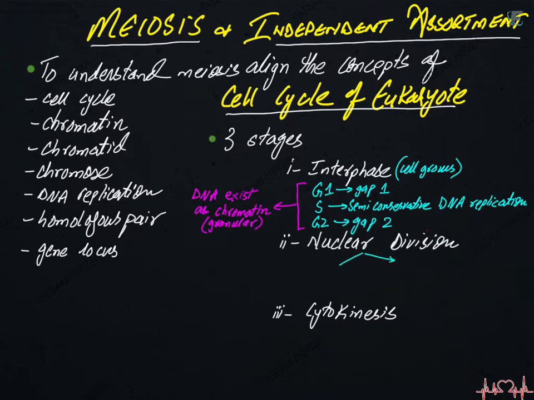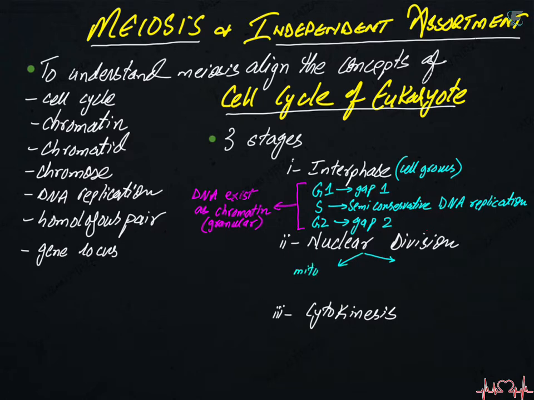DNA exists as chromatin, which appears granular if you look at the cell in a microscope or in a photomicrograph. So whenever a cell is in interphase, any of these stages, be it before replication, be it after replication, or any part within the interphase, DNA will always exist as granular chromatin.